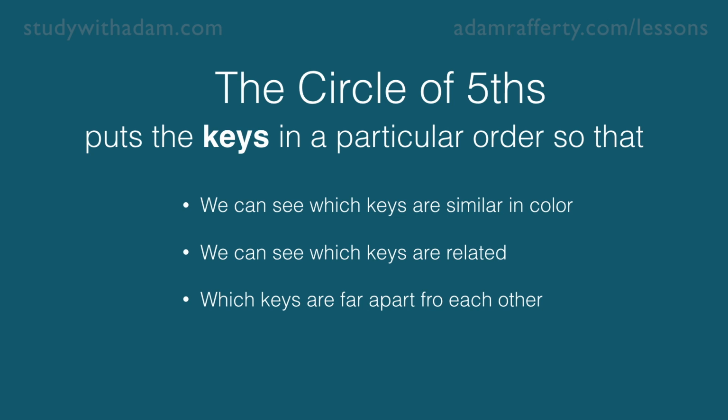The circle of fifths puts the keys in a particular order so that we can see which keys are similar in color, meaning which keys share notes that are common to both keys. We can see which keys are closely related. That's another way of saying the same thing. And we can see which keys are very far apart from each other.